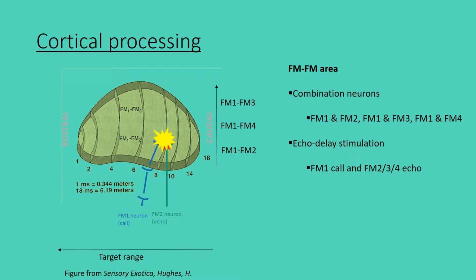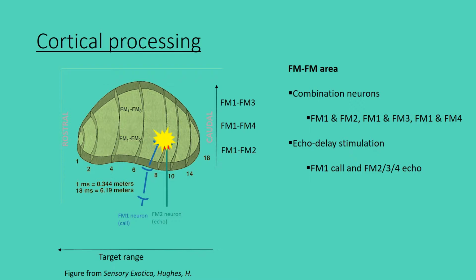As the 60 kHz component is the most energetic in the mustache bat, a large portion of the FM-FM area is dedicated to processing FM1 and FM2 combinations. This computational anatomy explanation suggests how an approaching target is represented in the brain of the mustache bat.